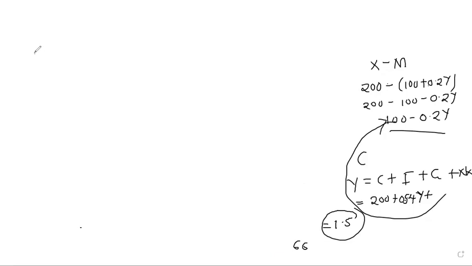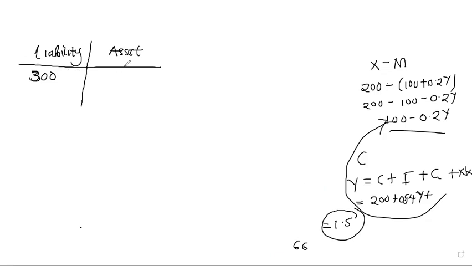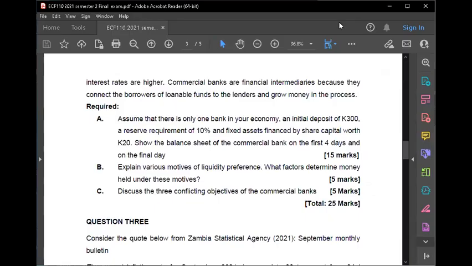If we have the liabilities, whichever you want to put on the right or the left, it doesn't matter. Then you also have the assets here. So on the liability side, we have the 300, which is the initial deposit. I think this is the only liability, right? Now on the asset side, we'll put the reserves. The required reserve is 10%, so we'll put the 10% there.